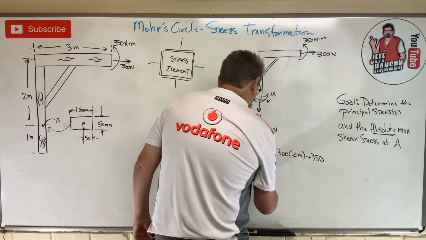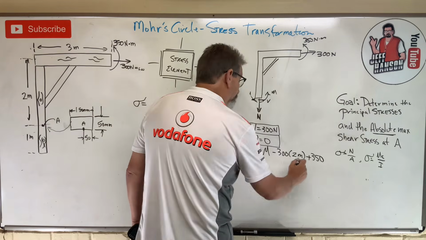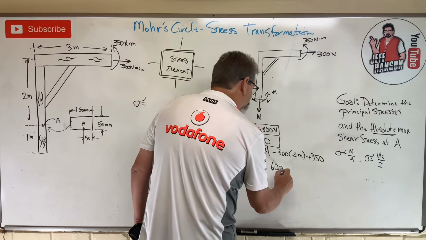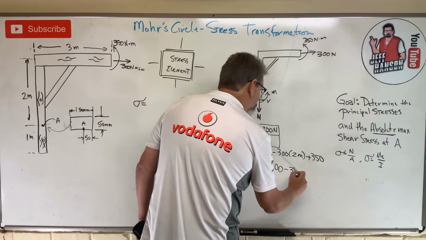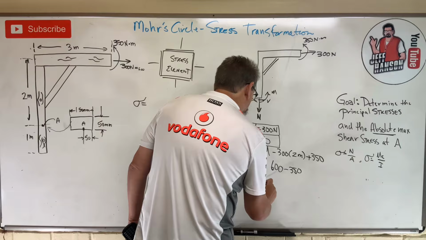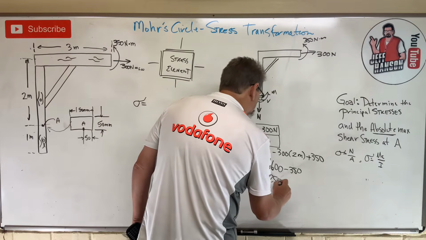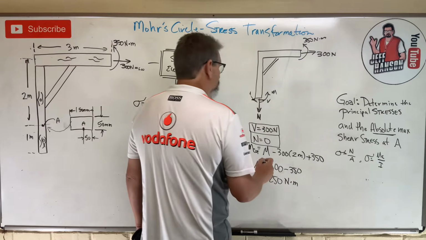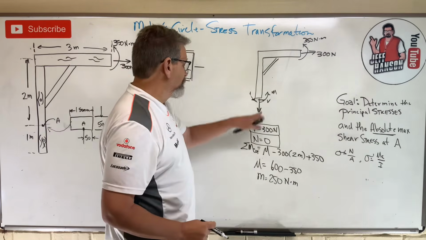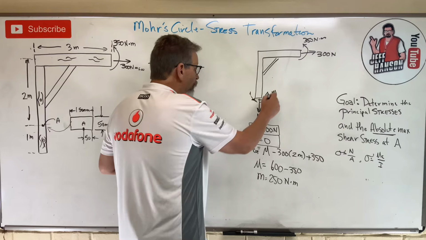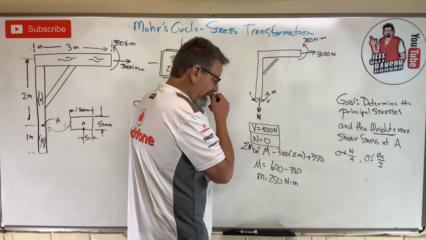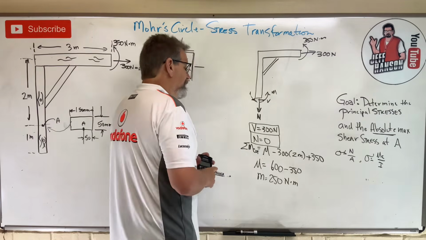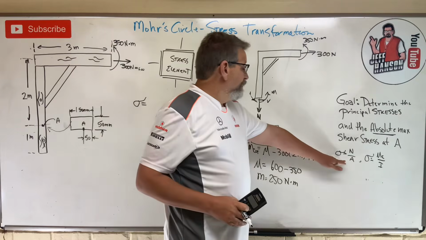Okay, so M is equal to, let's move that to the other side, 600 minus 350, which means that M is equal to 250, what? Newton meters, right? And the 250 is positive, which means that my moment is going counterclockwise, right? Okay? So, do we have any N over A stress?